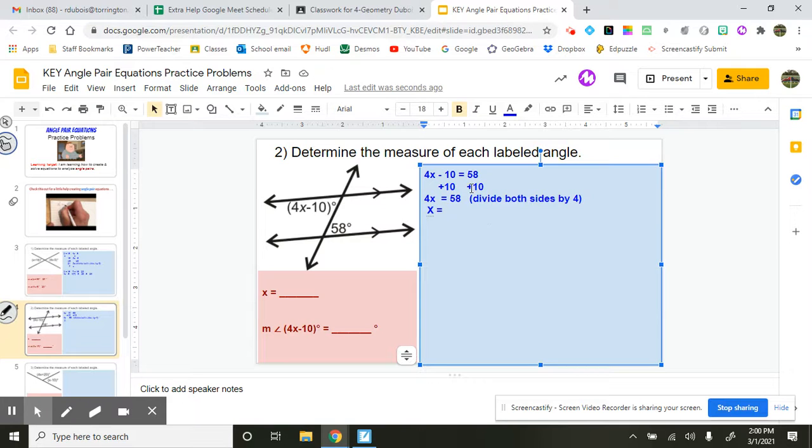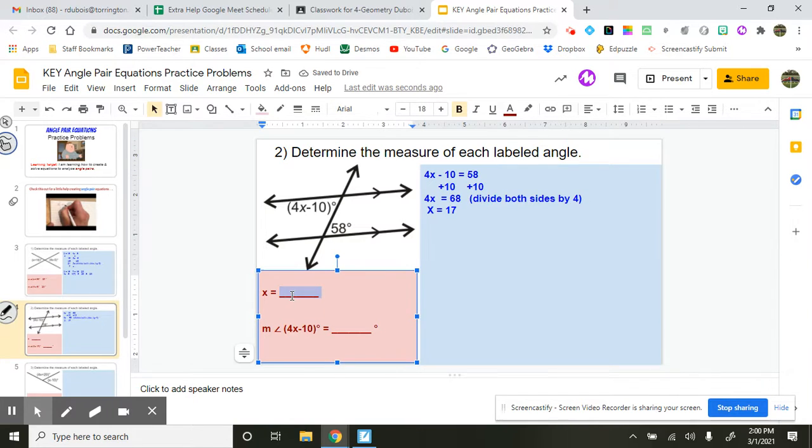Excuse me, I just realized I made a mistake there. 58 plus 10, I forgot to do that part. So it's 4x equals 68, my mistake. So 68 divided by 4. So x equals 17. Sorry for that mix up there. So if we look in where we're providing our final answer here, x equals 17.